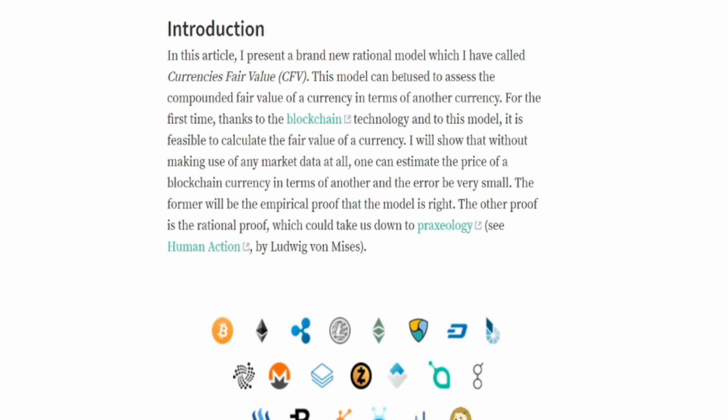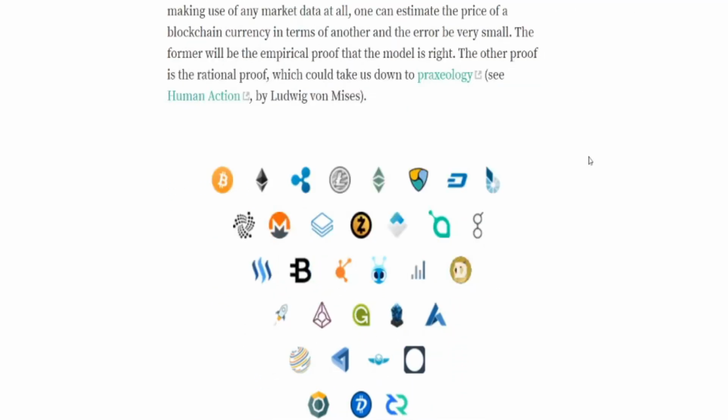For the first time, thanks to the blockchain technology into this model, it is feasible to calculate the fair value of a currency. I will show that without making use of any market data at all, one can estimate the price of a blockchain currency in terms of another, and the error be very small. The former model will be empirical proof that the model is right. The other proof is the rational proof, which could take us down to praxeology.